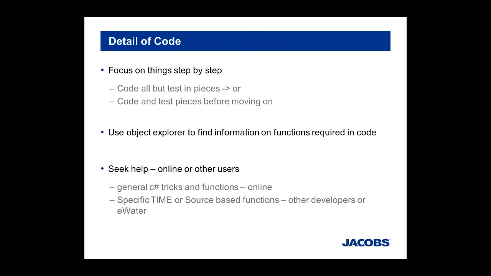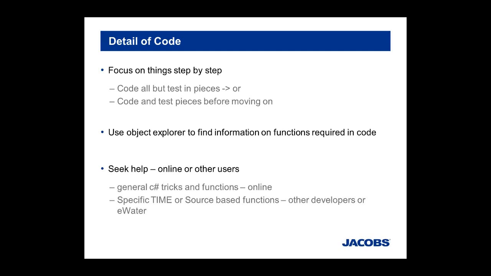So in terms of the detail of the code itself, there's a couple of ways you can do it. You can code the entire thing, but test it in small pieces. This is probably not the best way of doing it because you may end up losing the overall concept or not be exactly sure where your code's falling over. Probably the better way to do it is to code it in small chunks and test to make sure those pieces are actually working before moving on.